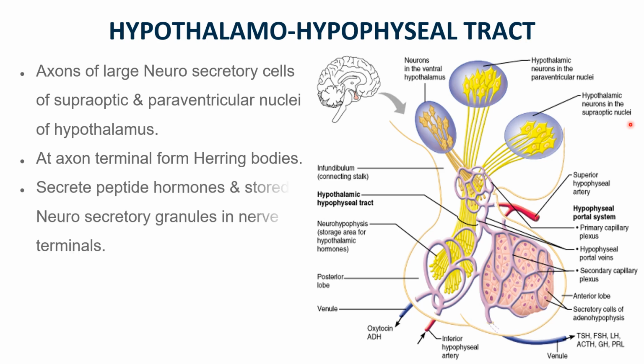The neurosecretory cells of the supraoptic and the paraventricular nuclei secrete peptide hormones, which are vasopressin and oxytocin. They travel down their axons in neurosecretory granules, to be stored in the nerve terminals lying in the neurohypophysis. Based on the stimulation of the cell bodies, the granules are released by the process of exocytosis, which is released through the inferior hypophyseal artery.